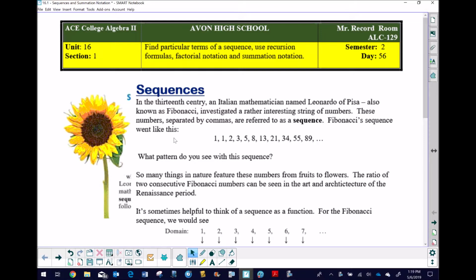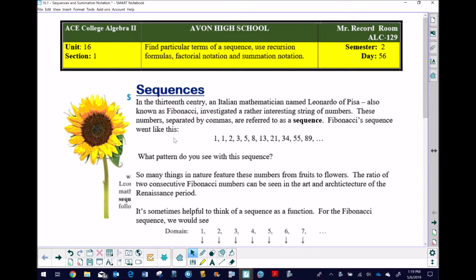So I've got a little interesting historical tidbit here for you guys to read. It says, in the 13th century, an Italian mathematician named Leonardo da Pisa. Yes, that's Pisa, not the pizza, but the building that leans, right? It's a city in Italy that's located north of Tuscany. And he was also known by a very famous name, Fibonacci. Maybe that's the name that some of you are familiar with.